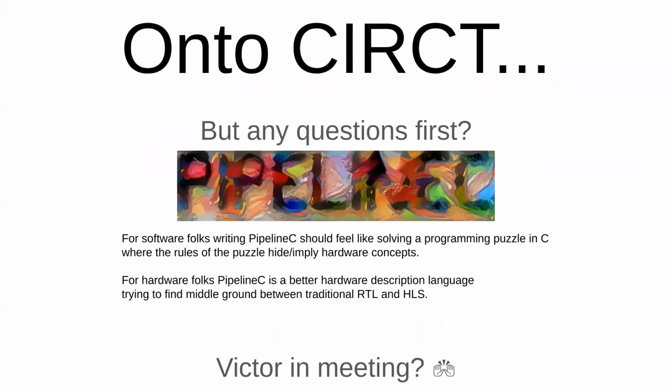All right, on to talking about CIRCT. But now is the scheduled time for questions here. I wanted to leave you with this: for software folks, I want you to write PipelineC and feel like you're solving a puzzle in some subset of C, but what's really going on is that the hardware concepts are implied or hidden from you. But for hardware folks, I want PipelineC to be a better hardware description language. You can write PipelineC that looks a lot like regular hardware description language. You don't need to use the auto pipelining if you don't want to, but it's trying to be a better middle ground between RTL and HLS.